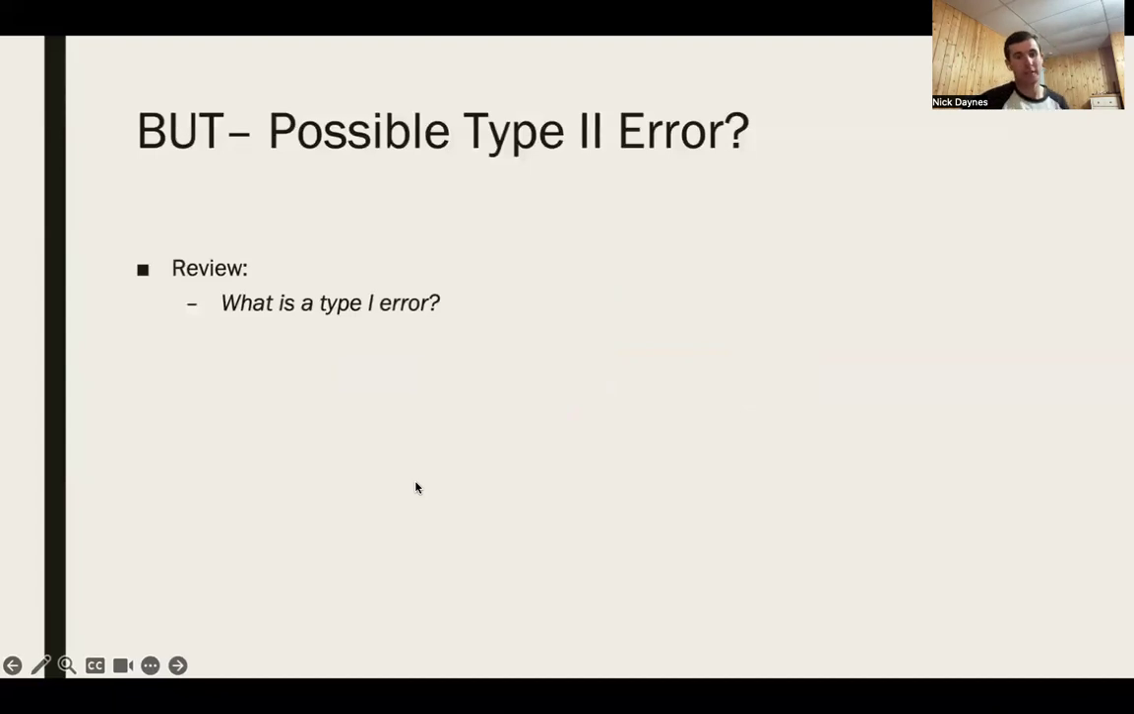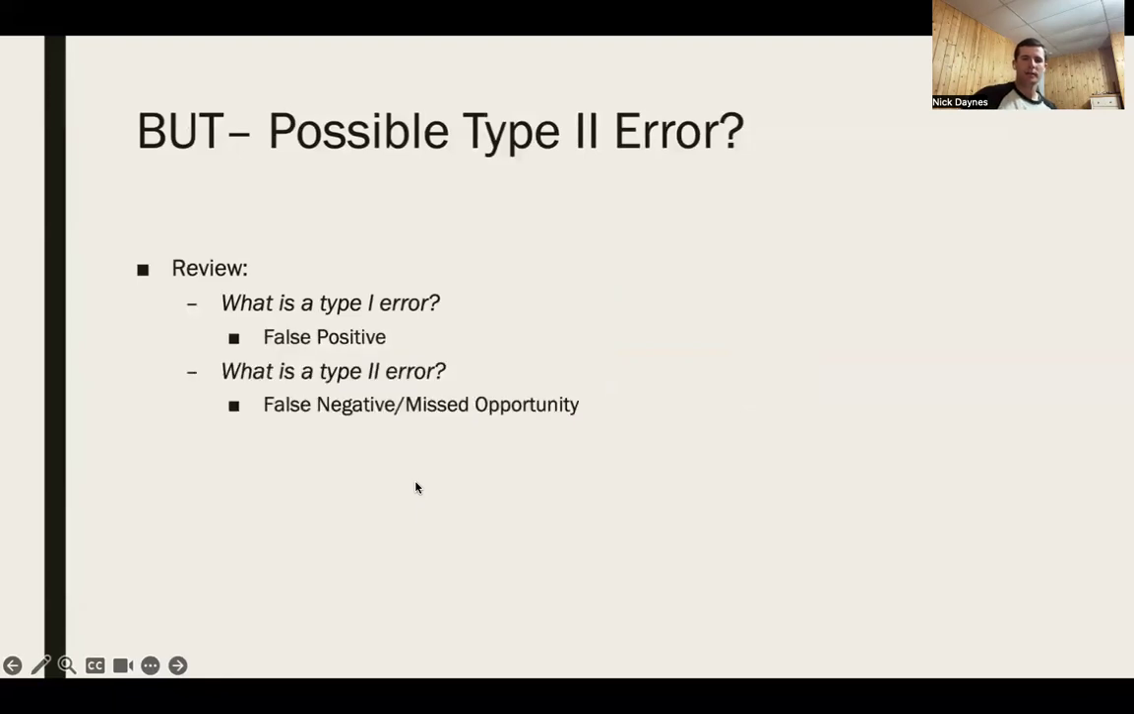But I do want to mention that there could have been a possible type 2 error. And if you recall, a type 1 error is a false positive, and a type 2 error is a false negative. It's a missed opportunity. And I think the world became much more knowledgeable about false positives and false negatives because of COVID testing. So we're all familiar with this.